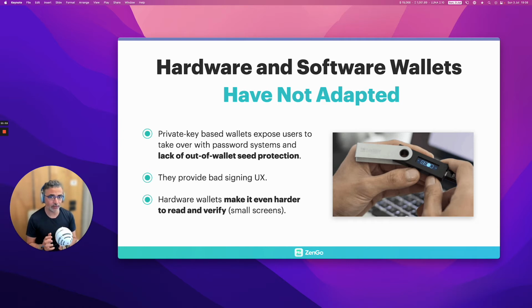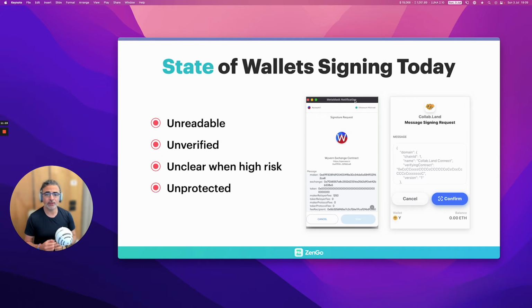It's very hard to understand what they are and what you are signing. It's not just understanding what you're signing, it's sometimes impossible to understand what you are signing, in particular with hardware wallets. So this is, for example, how transaction signing looks like in some popular web3 wallets. As you can see, it's really hard to understand what's going on there.